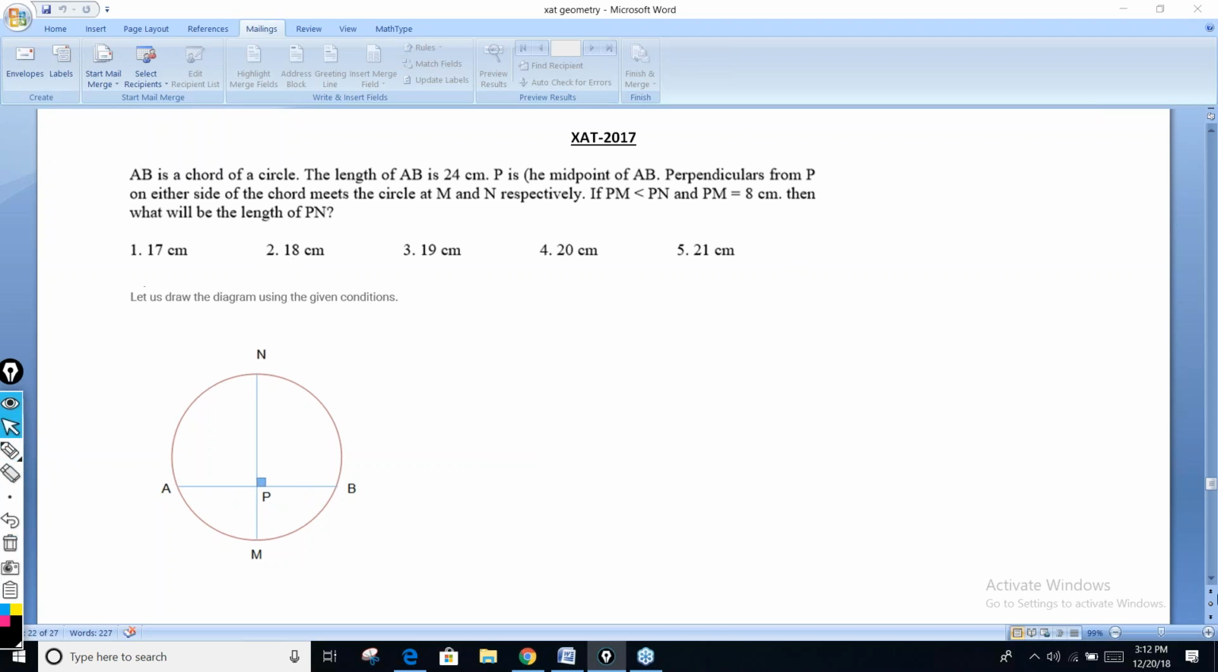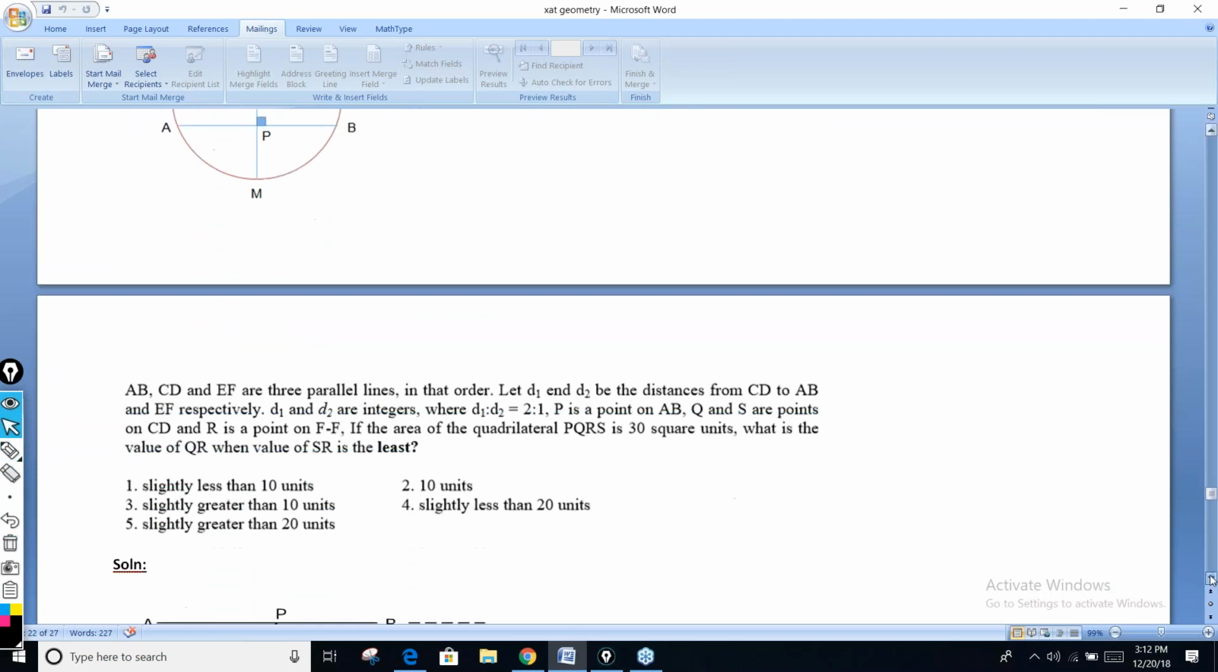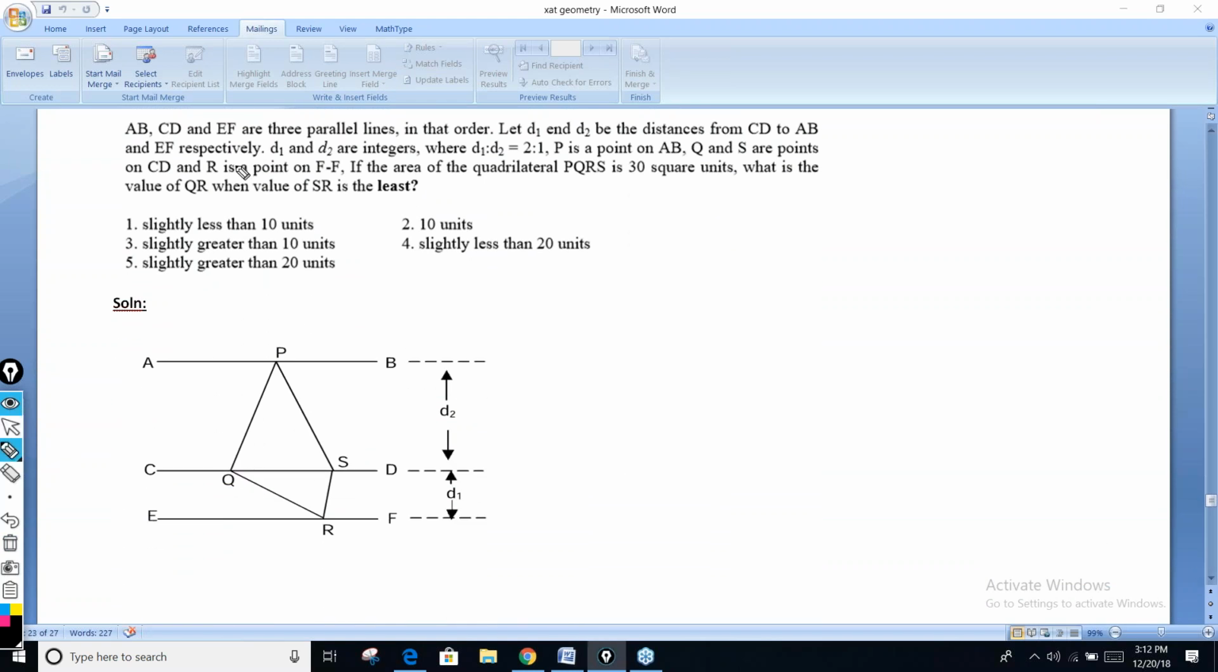Come to the next one. Now here it is given as A, B, C, D, E, F are three parallel lines. I have drawn the figure. A, B, C, D, E, F are given parallel lines in that order. Let D1 and D2 be the distances from CD to AB and EF respectively. So this is given as D1 and this is D2. If D1 and D2 are integers, where D1 is to D2 is 2 is to 1.